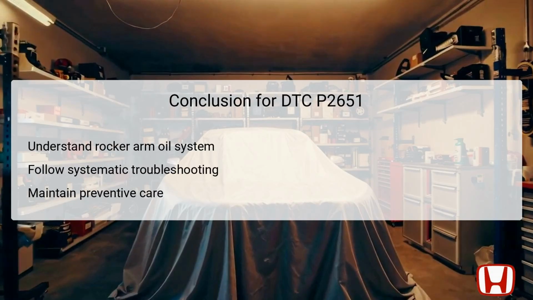In conclusion, the DTC P2651 error code indicates a problem with the rocker arm oil pressure system in the Honda Accord 2023 onwards. Understanding the components involved, such as the rocker arm oil pressure sensor and control valve, is essential for effective diagnosis. By following a systematic troubleshooting approach, technicians can pinpoint the source of the issue, whether it's a faulty sensor, clogged oil passages, or a malfunctioning control valve.